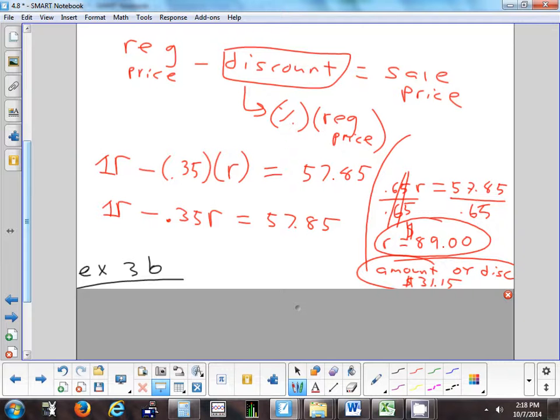Okay, the amount of discount, that's nice to know, because then you figure out how much money you saved when you bought something. Any question on the steps here?